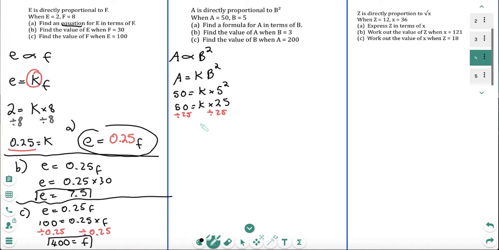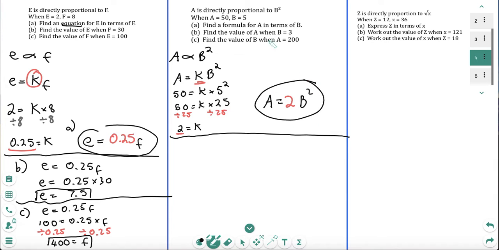50 divided by 25 is 2. Timesing by 25 and dividing by 25 cancel out, so we're left with k. So our formula, we're going to copy this, but replace k with 2. So A is equal to, instead of k, we'll replace it with 2, 2b squared. And that's our formula. And we'll use our formula for part B and C.